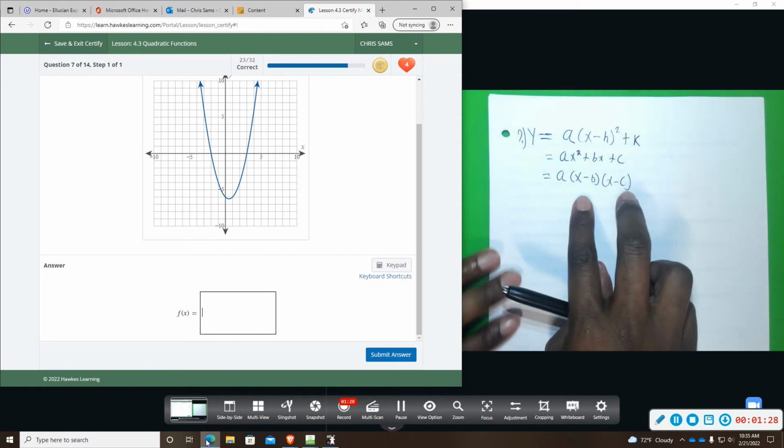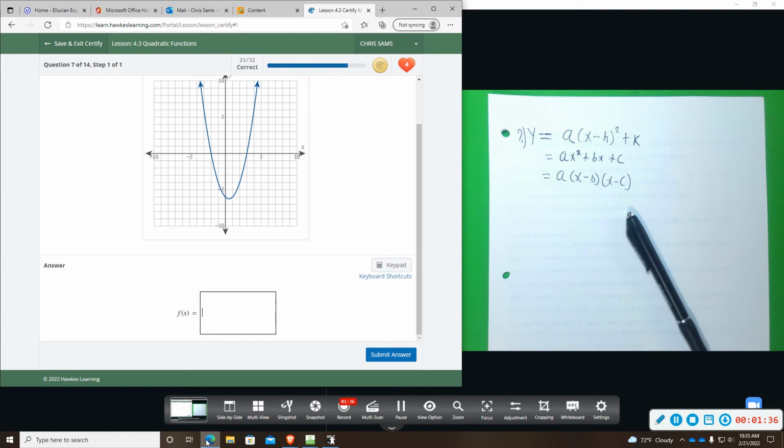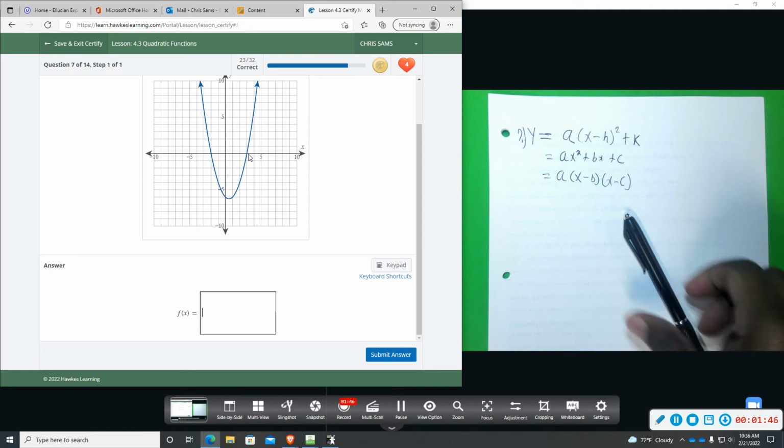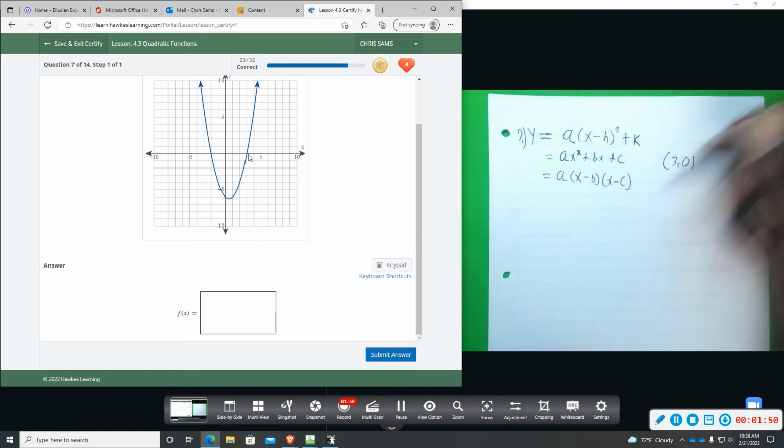Okay, so I'm going to be doing something like this. I can figure out my x-intercepts. From this graph you can get a few points. We can get the point 1, 2, 3, 4, 5. So this is 3, 0. We can get the point 3, 0 from the graph. We can get the point, this would be negative 2, 0.